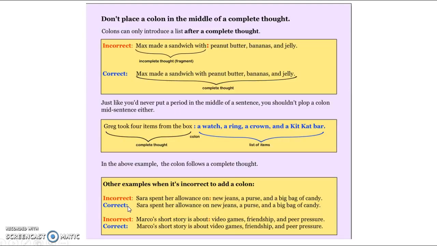One thing to remember, and hopefully you've picked up on this, is that we don't want to place a colon in the middle of a complete thought ever. So something like, Max made a sandwich with peanut butter, bananas, and jelly. Remember, just because we have a list doesn't mean you need a colon. So just a reminder, I see that mistake a lot. So make sure that there has to be that independent clause first in either usage of a colon.